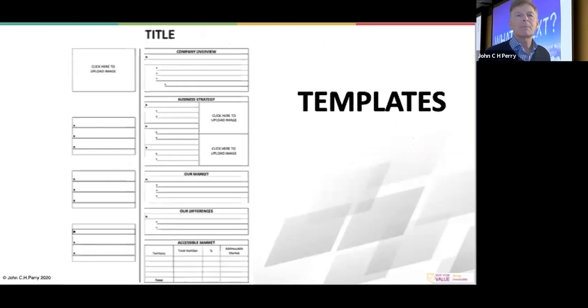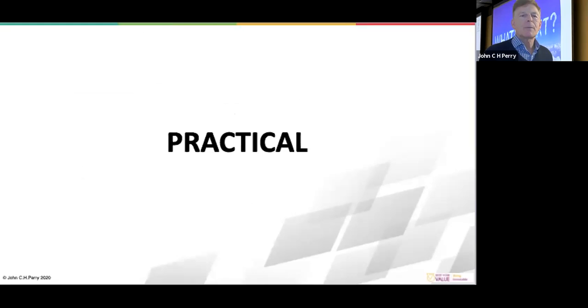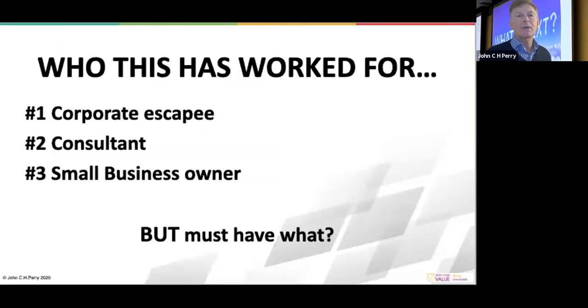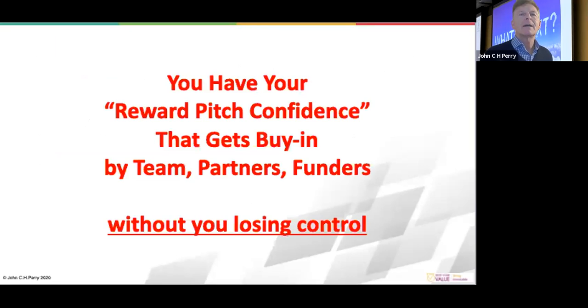Here's an example of one of the templates that helps you build your two-pager. That's a fillable PDF. That's the first page of it. And it covers what investors are looking for. You write it basically through the lens of the four rewards. And so what we're talking about is something practical. It follows this 12-page guide. And it's worked for corporate skis. I'm working with those three types of people right now. But you've got to have a reward pitch that gives you the confidence to go out talking to potential team members, partners, and funders.